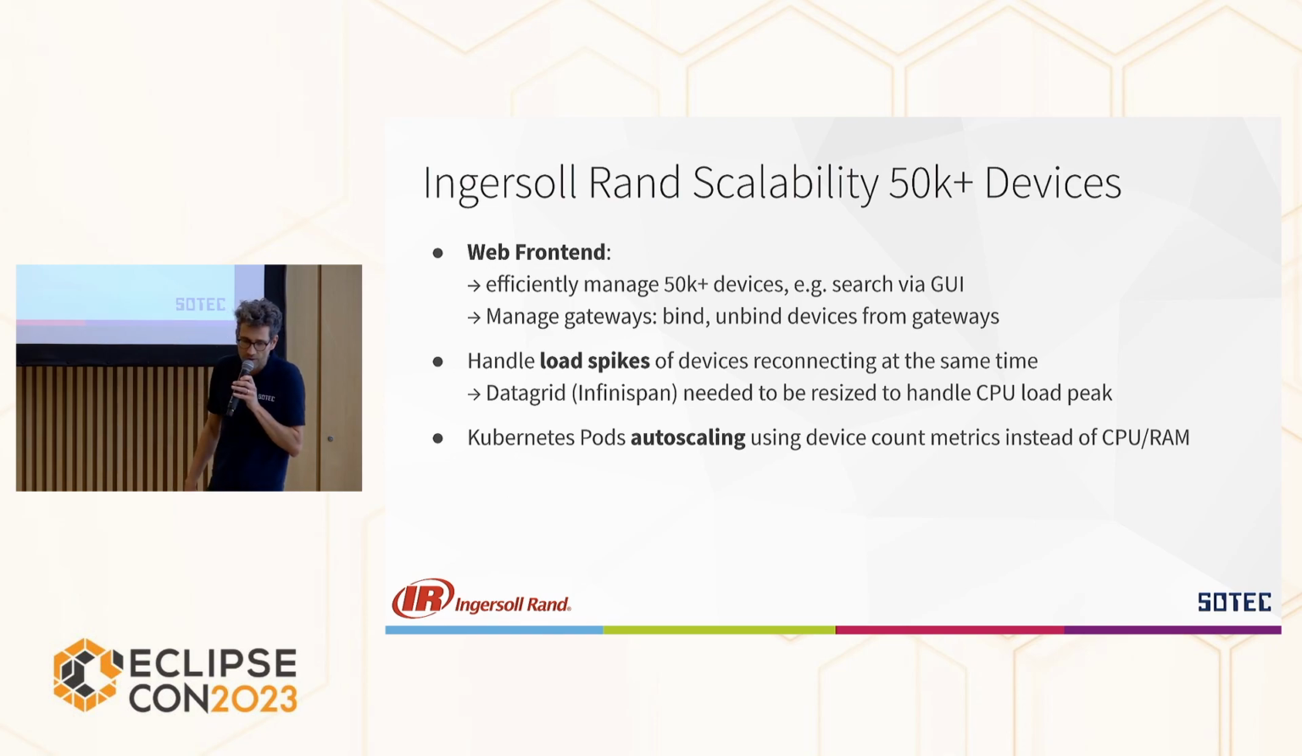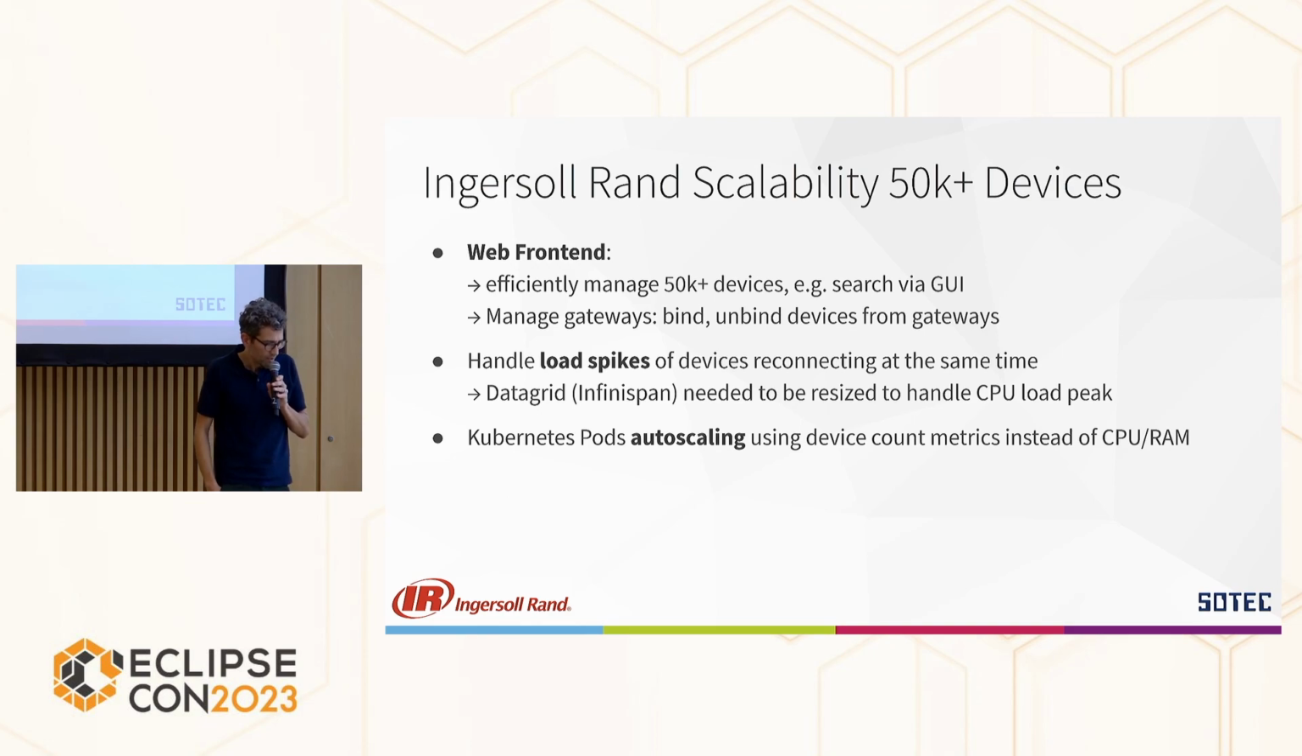One was the web front end, which was developed from scratch by us. So we had to make sure we can efficiently manage those 50,000 devices, for example, searching through these 50,000 devices efficiently. And then we had this gateway feature, so that there are devices that are not directly connected to the platform, but still we want to operate those devices via some kind of gateways. So we added this to the web front end, basically for Ingersoll Rand, so that devices can be bound, unbound, etc.